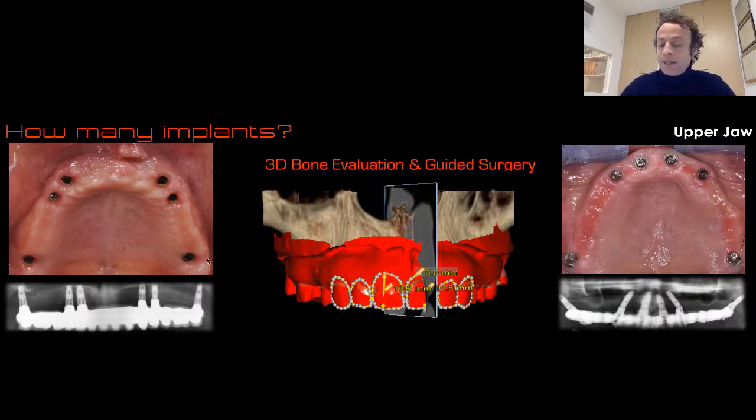Maybe we can place these implants, but we don't load them immediately, because maybe in this area the primary stability is not amazing. Maybe we can load only the 4 anterior ones, but not the implant in the tuberosity. But it is an option that we can consider.